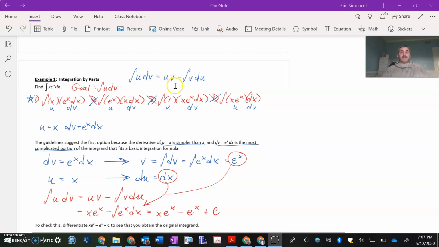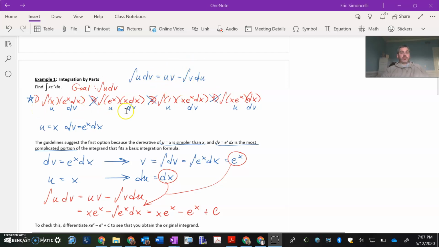it will be as easy as rewriting it as u times v. You have to establish u and v, of course, and you can solve for each if you have the other, minus the integral of v du. I'll explain as we continue here. So again, we have a goal, and we know where we're going towards in the end, generally speaking.